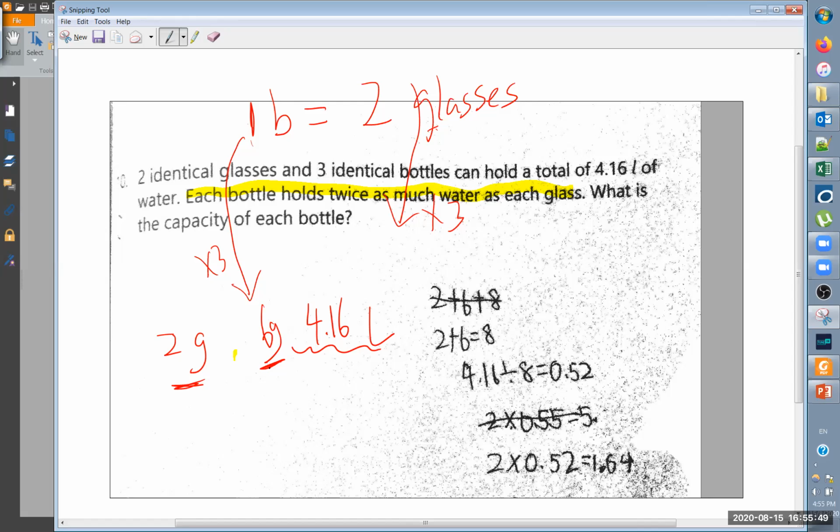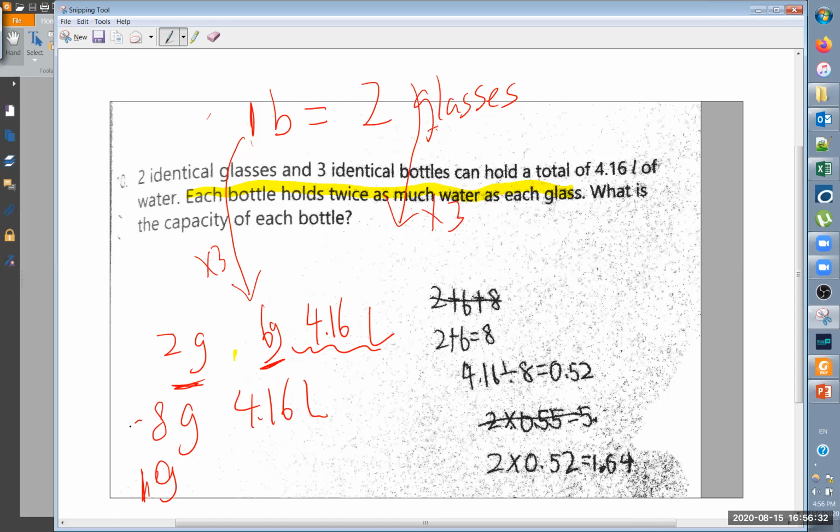So 2 glasses, 6 glasses is 4.16. Very good. So that means 2 glasses and 6 glasses, total how many glasses? 8. So 8 glasses is 4.16. Am I right? Yeah. So I write down first. 8 glasses is 4.16. Then now the question is, what is 1 glass?